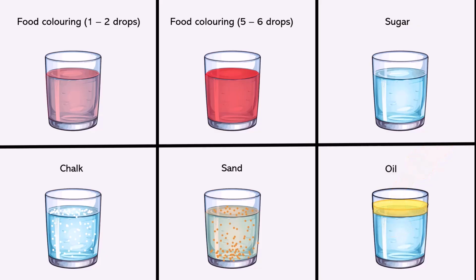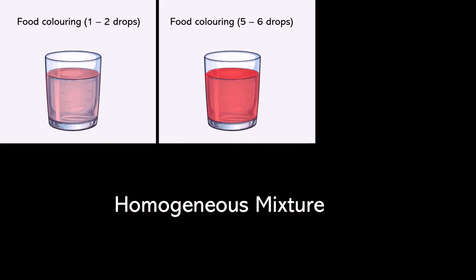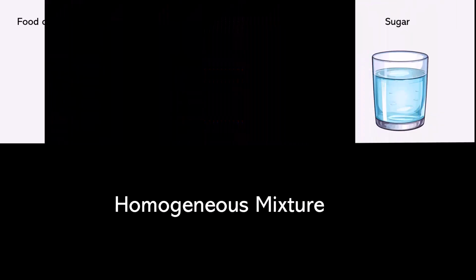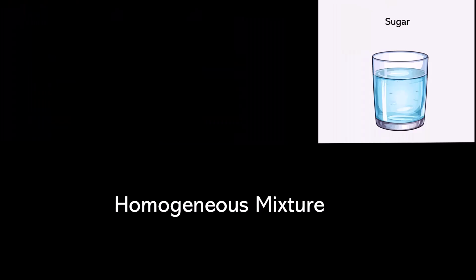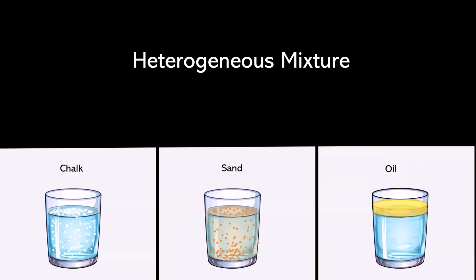Now observe. Glasses 1 and 2 made a homogeneous mixture. The color is even throughout, though the color in glass 2 is darker, which makes sense, right? We added more food coloring. Glass 3 with sugar and water also formed a homogeneous mixture because the sugar dissolved completely, making it look the same throughout. But glasses 4, 5, and 6 with chalk powder, sand, and oil made a heterogeneous mixture, which doesn't blend completely and forms visible layers or bits.